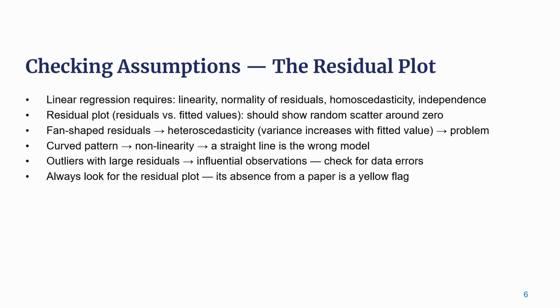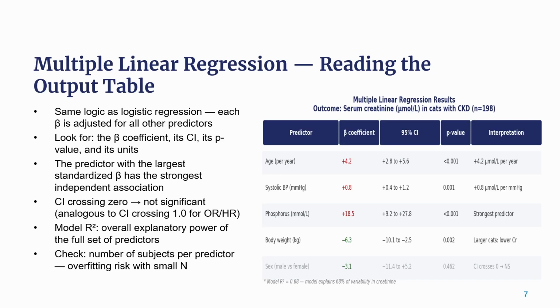When you read a linear regression paper and there's no residual plot and no mention of assumption checking, that's a yellow flag. Ask, how do we know the model was appropriate? The multiple linear regression table is read exactly like the logistic and Cox regression tables from talks 5 and 9, row by row, checking direction, magnitude, and confidence interval for each predictor.